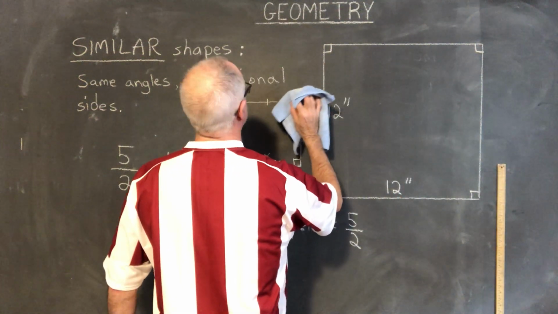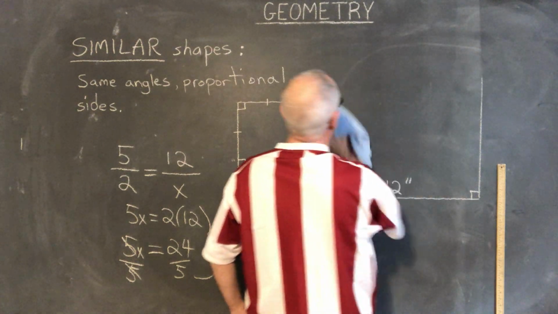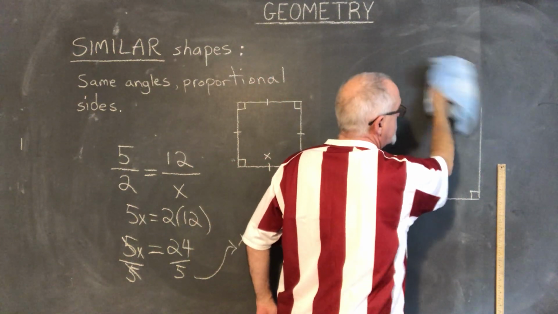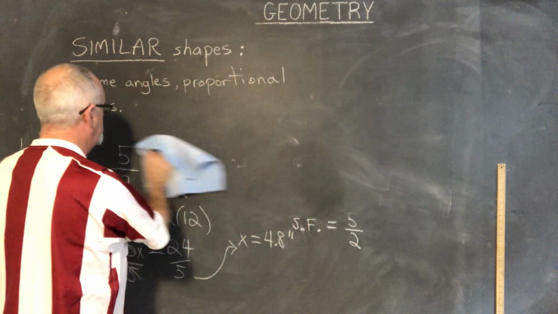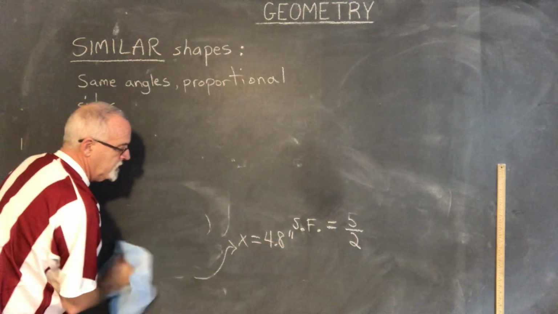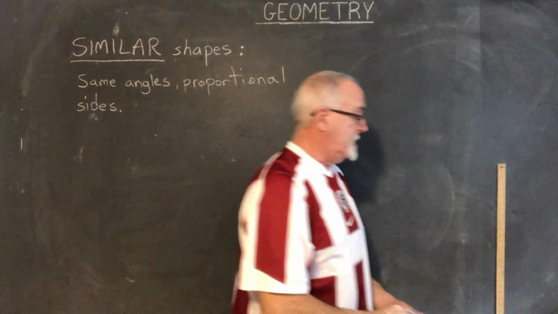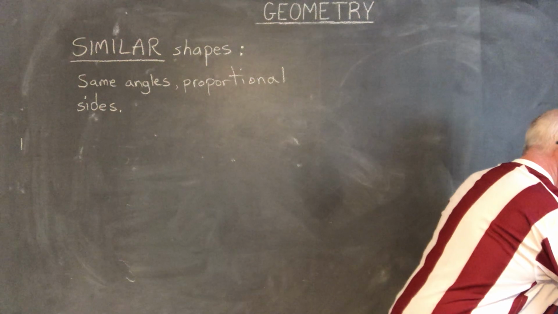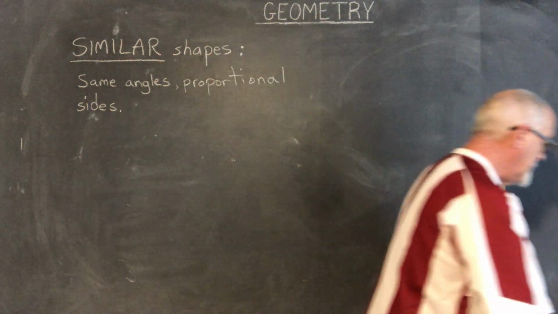Okay, so I'm going to erase. I'll leave this definition of similar shapes up there for now. I might erase it if I need the room eventually, but right now I don't think I'll need the room. So I'm going to now draw 2 rectangles, and you're going to be happy to find out that they're going to be similar rectangles.